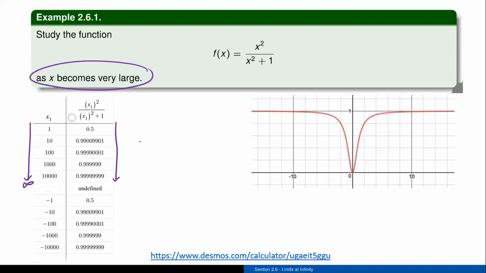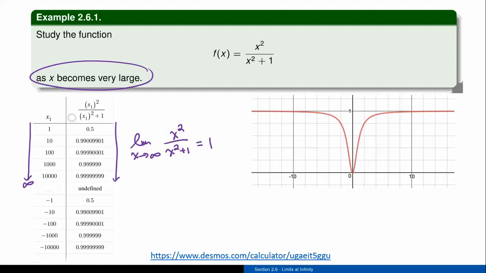What I'm going to write down for this is the limit as x approaches infinity of my function f of x, which in this case is x squared divided by x squared plus 1. I'm going to say that as x goes to infinity, this function is tending to 1. Way out in the outskirts, this function is going to look a lot like the constant function 1.